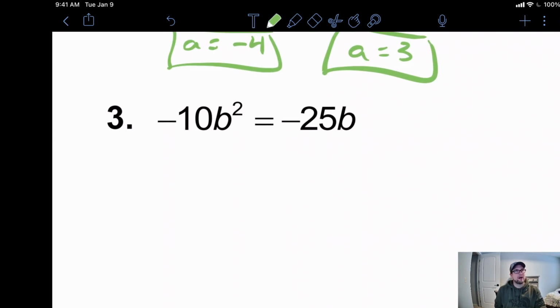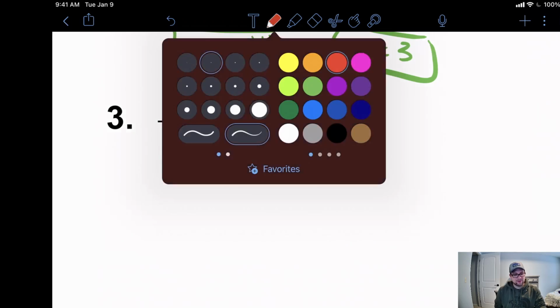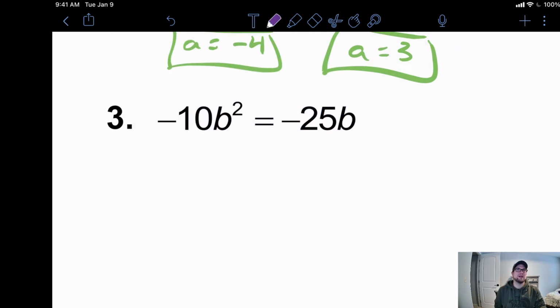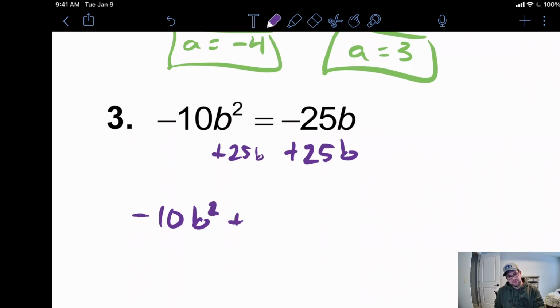So here's another problem for us to consider. In this situation, we want to try to get everything onto the same side. Now, officially, it doesn't matter which side you get it onto. I think I'm going to try to get it all over onto the left. So I'm going to add 25b to both sides. Now that's going to leave me with negative 10b squared plus 25b is equal to 0.